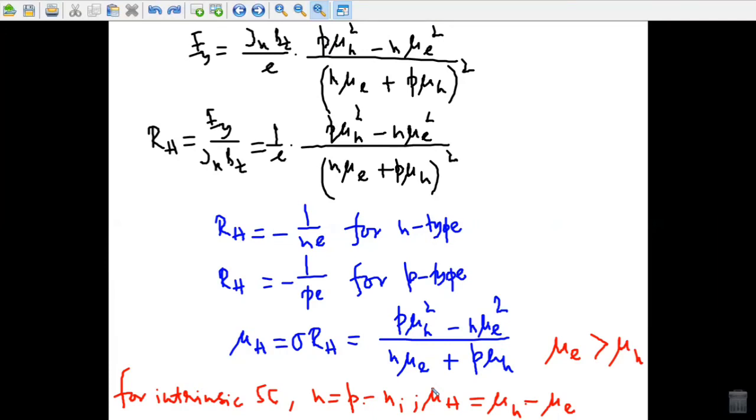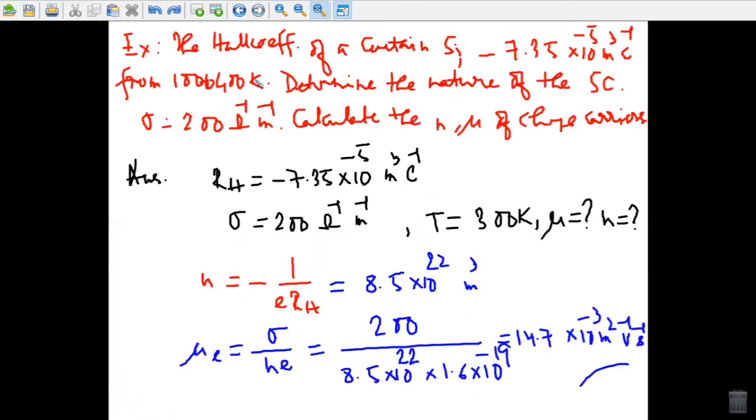Further, from the equation for the Hall coefficient, it follows that in an intrinsic range, the sign of the Hall coefficient is determined by the carriers with greater mobility. Since mu E is greater than mu H, therefore, when an intrinsic p-type goes over to the extrinsic range, the sign of the Hall coefficient changes. Let us do it and understand it by an example.